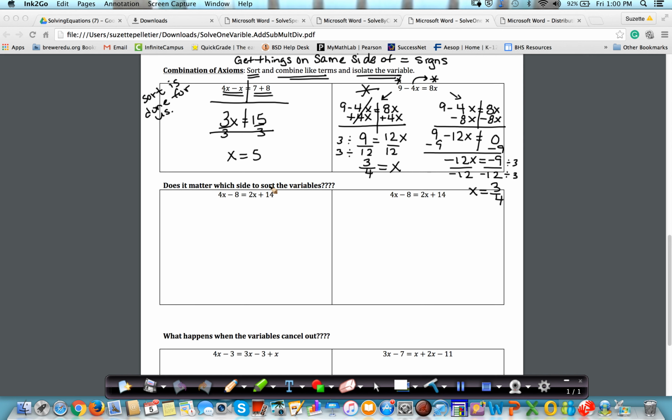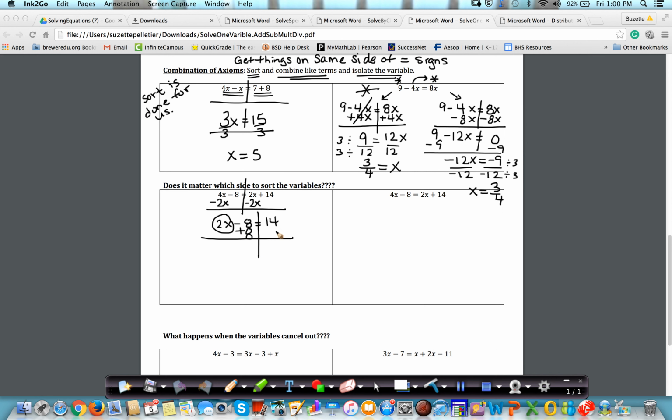Does it matter which side to sort the variables? We just had that conversation, right? And so again, we can show and prove here that it doesn't matter, it just certainly makes it a little bit easier. Example, move the 2x first. So subtract 2x from both sides. So we get 2x minus 8 equals 14. Here's the term with the x in it, which means I need to undo everything that's attached to that term.